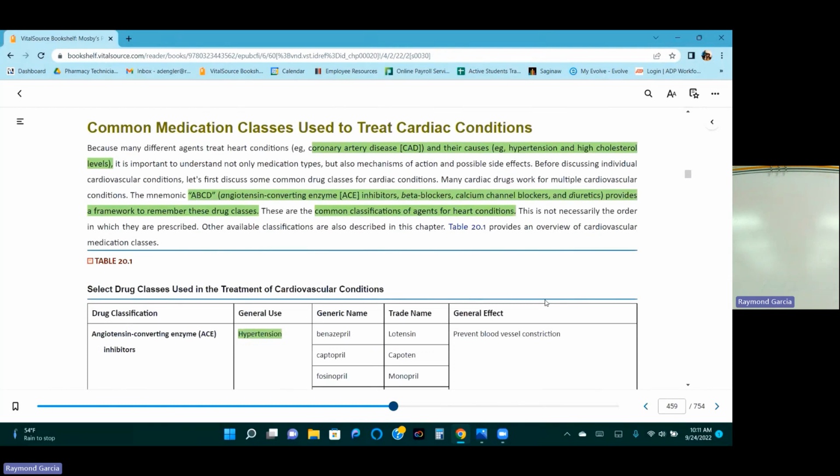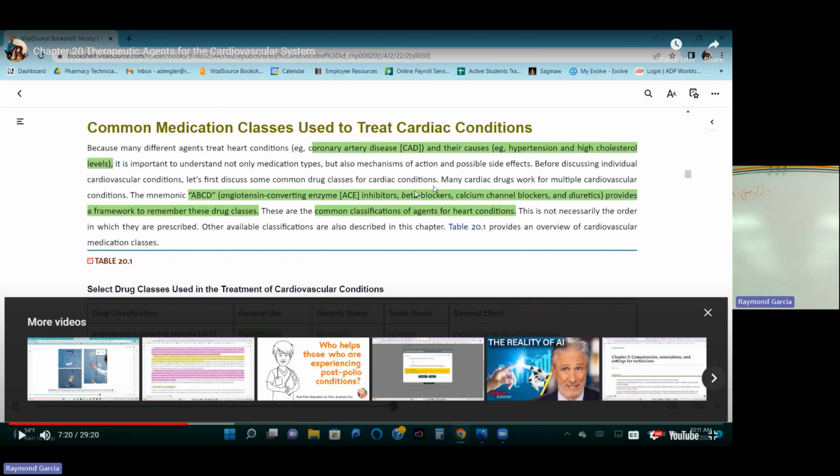Because many different agents treat heart conditions like coronary artery disease and their causes, hypertension and high cholesterol, it's important to not only understand the medication types, but their mechanism of action and possible side effects. Before discussing individual cardiovascular conditions, let's first discuss some common drug classes for cardiac conditions. A, B, C, D, the mnemonic works for blood pressure medications such as angiotensin converting enzyme (ACE) inhibitors, beta blockers, calcium channel blockers, and diuretics, and provides a framework to remember these drug classes.